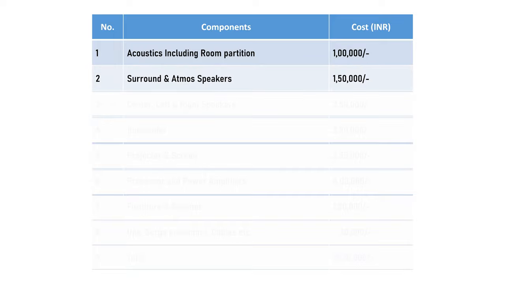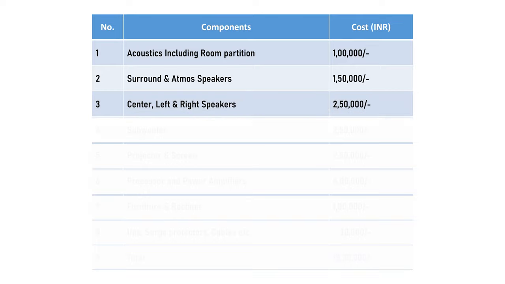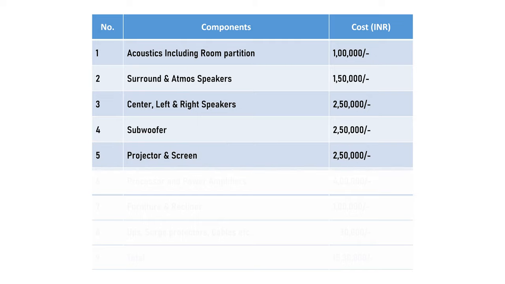1.5 lakh was spent on the surround and Atmos speakers. The center channel, front left and right speakers cost 2.5 lakhs. Around 2.5 lakhs for the subwoofers too. The projector and the screen cost another 2.5 lakhs. The processor and the amplifiers cost a total of 4 lakhs. The furniture and the recliner cost 1 lakh.